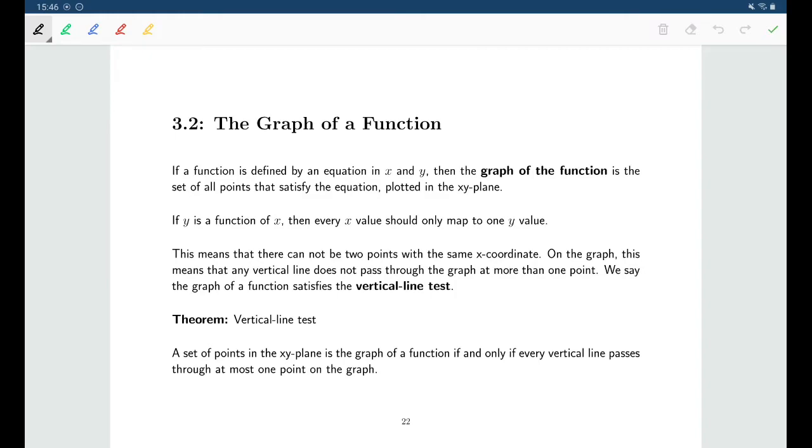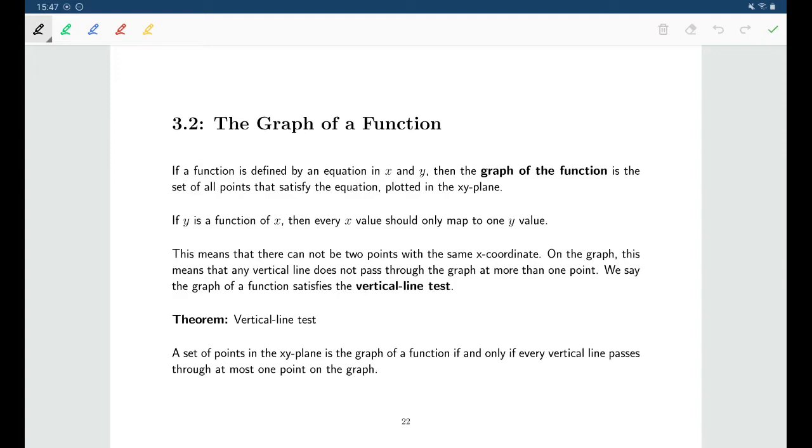We've already talked about graphs of equations. If you have an equation involving x's and y's, then the graph of that equation would be all of the x and y points that satisfy that equation. And the same thing is true for graphs of functions. If you have an equation that defines a function, if y is a function of x and you've got an equation involving x's and y's, then the graph of that function will just be all the points that satisfy that equation. So that part is the same as before.